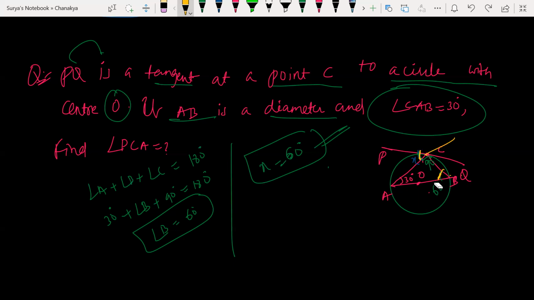What is the alternate segment here? This is one segment, this is one segment. Angle in the alternate segment is also equal. All right, angle in the alternate segment is also equal.